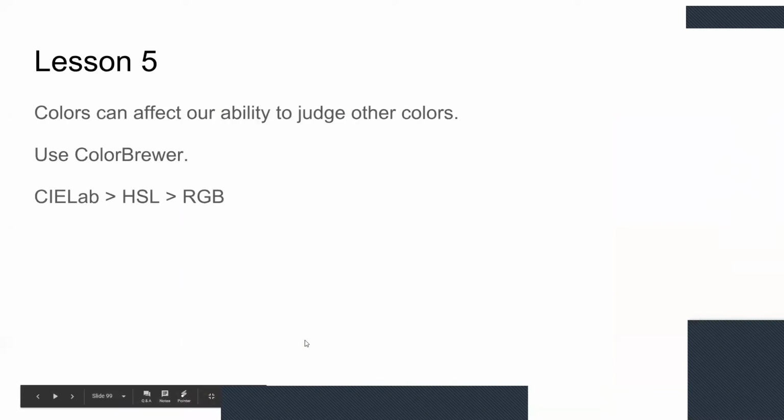So my takeaway for this is basically color effects can affect our ability to judge other colors as well. So think about that context, use ColorBrewer. And if you're going to choose between color palettes, use HSL, so the hue, saturation, and lightness, over RGB, and then the CIE Lab over the other ones as well. So make sure you try to select that as much as possible.